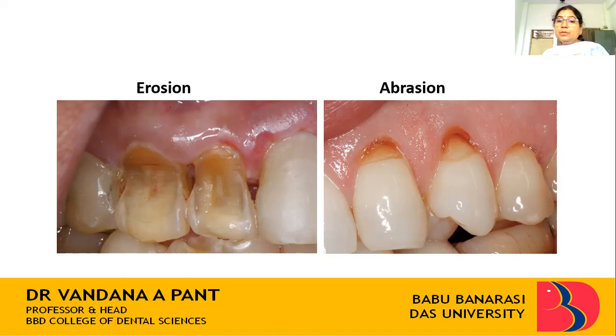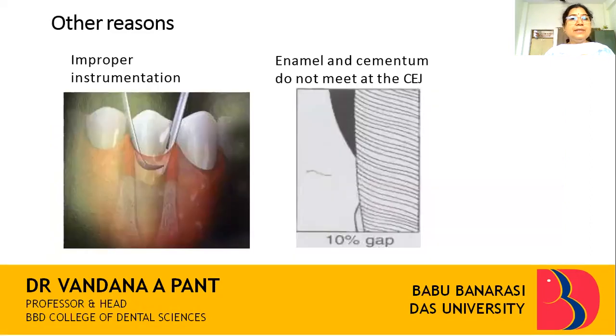So this is how the tooth loss takes place. Then other reasons can be improper instrumentation. If we have done more curettage or overzealous root planing on the root surface, we might take out some of the cementum from the tooth. Not enamel, it is mostly the cementum which is removed, resulting in hypersensitivity. So whenever we are instrumenting, we have to be a little bit cautious that we are not overzealous. And this is the cemento-enamel junction. You must have read about the cemento-enamel junction.